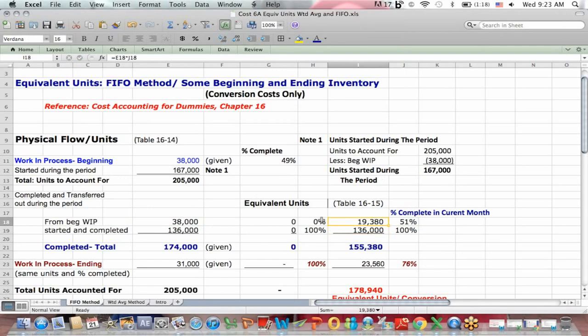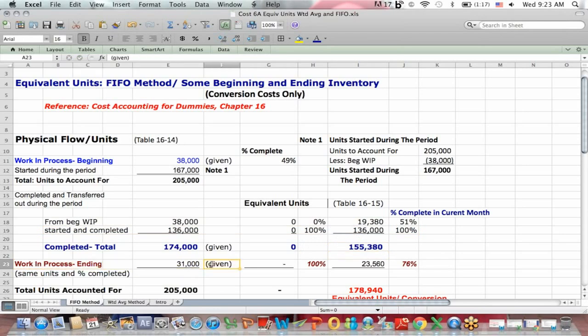19,380 equivalent units. One thing to remember is units that are started and completed during the period, by definition, 100% of the work is completed during the period. So we add those up, we get a subtotal of 155,380.